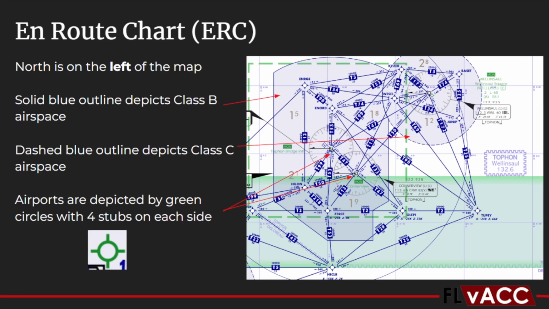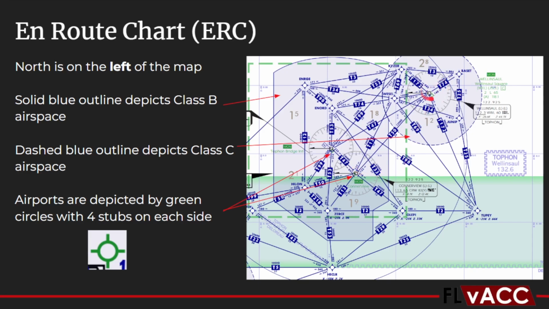Back to the topic of airspace classes, Class Bravo airspace is outlined in a solid blue line, while Class Charlie airspace is depicted in a dashed blue line. Here you can see the Class Bravo airspace, and to the southeast of that is the more circular Class Charlie airspace. Airports themselves are depicted by green circles with 4 stubs on each side.